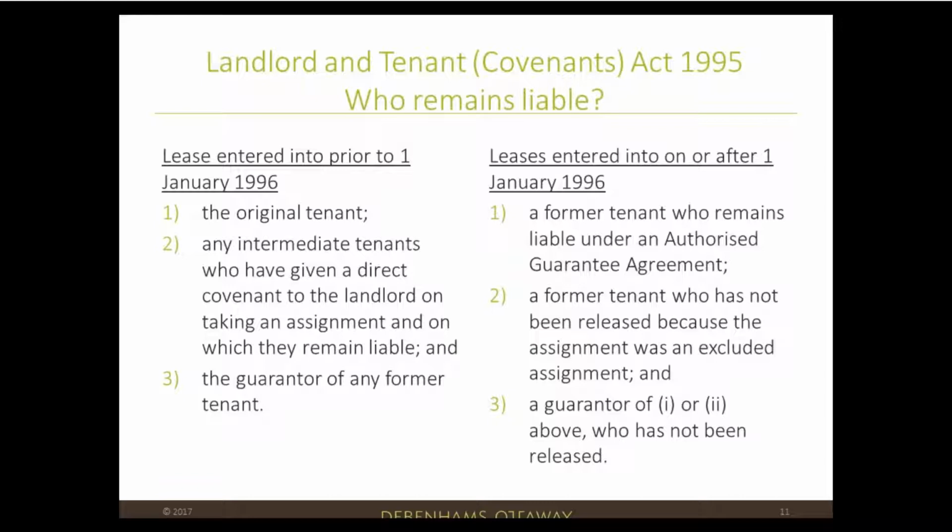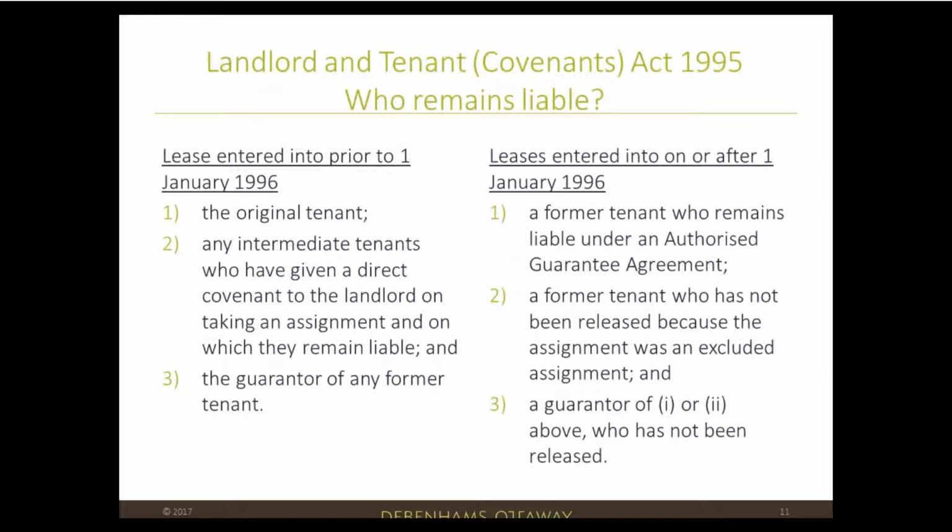There are two categories of tenants or third parties that we need to look at. The first is in respect of leases entered into prior to the 1st of January 1996. Now, there probably isn't very many of those around in respect of commercial leases, and I certainly haven't come across one for a while. But if you do have one of these old leases and they have been assigned, then the original tenant remains liable to you as landlord, which they may not know about.